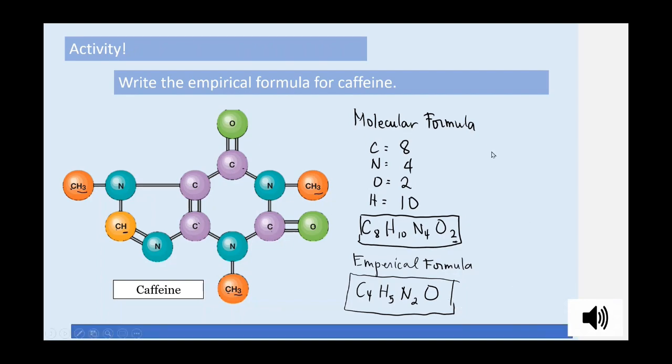Okay, now let's move to bonding. Now that we know how to create a formula, how will we know how they bond? When we form a relationship, we know how to make friends or make a bond with other people. So same with the molecules.